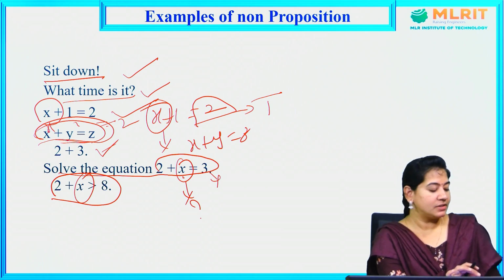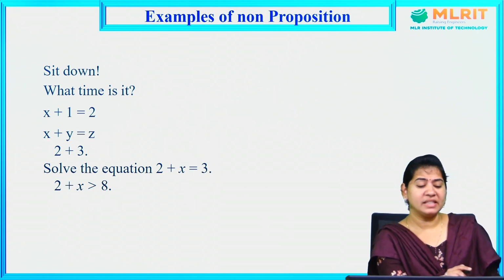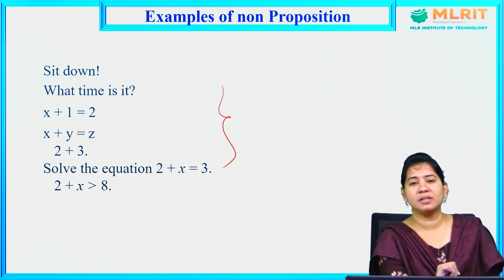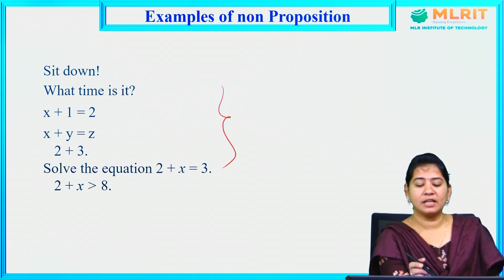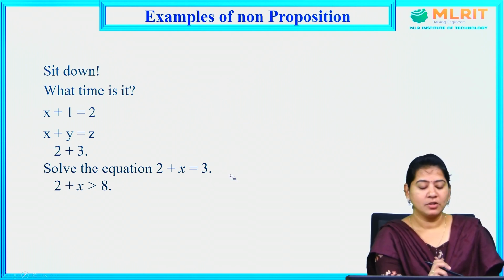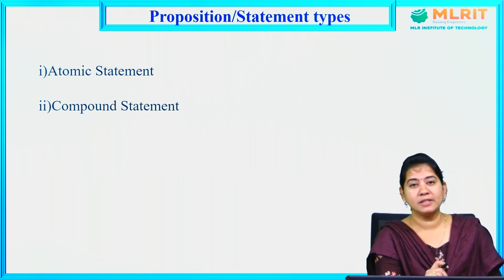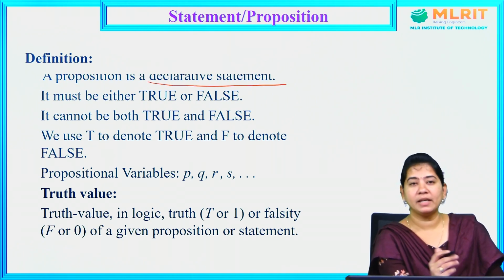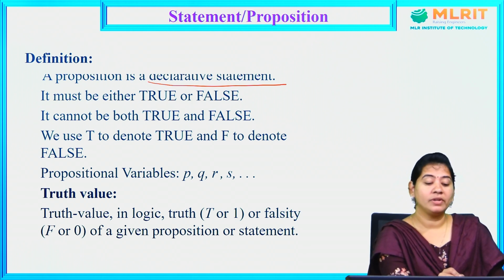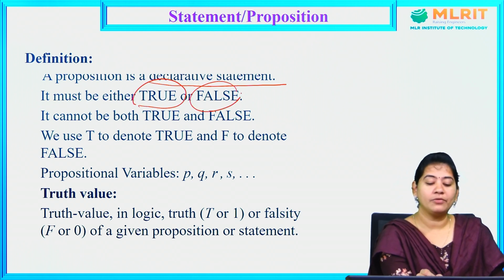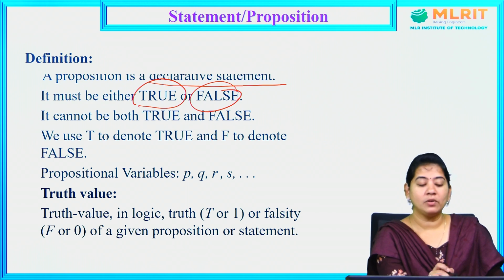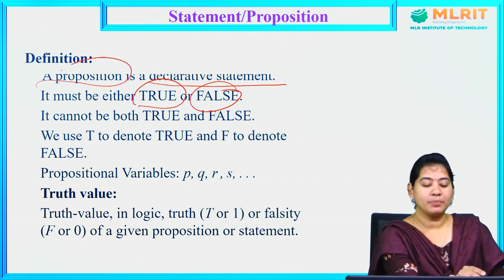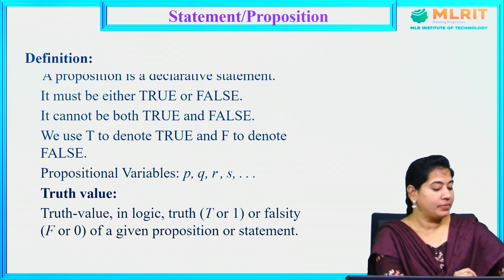So, as we know, these are not giving some information, so we can say that these are not propositions. Here, what is meant by a proposition is that a proposition is a declarative statement which gives some information and which can be decided to be either a true statement or a false statement. Then only we can say that this is called a proposition.